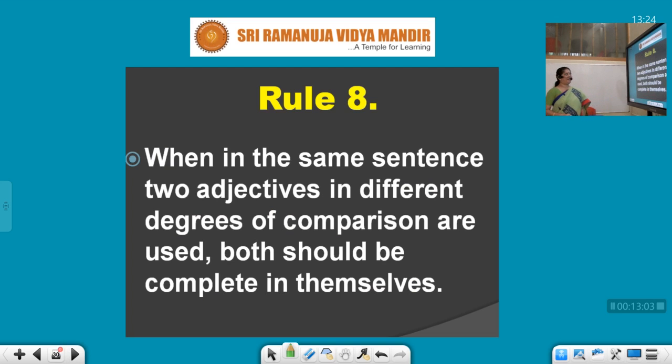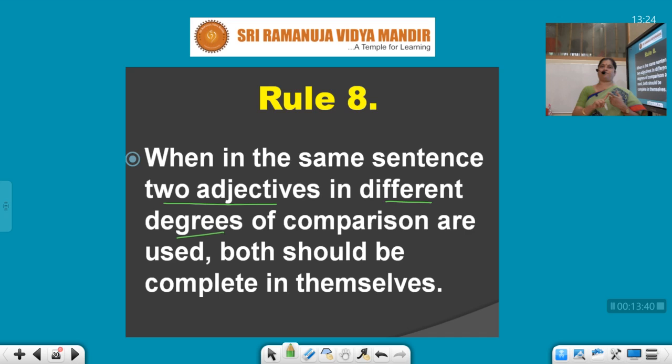Now coming up to your rule number 8, students. When in the same sentence two adjectives in different degrees of comparisons are used, both should be complete in themselves. I repeat, when in the same sentence two adjectives, not one adjective, two adjectives of different degrees. That means one is comparative, another one is positive, or one is comparative, another one is superlative. Supposing two things are there, then both should be complete by themselves.